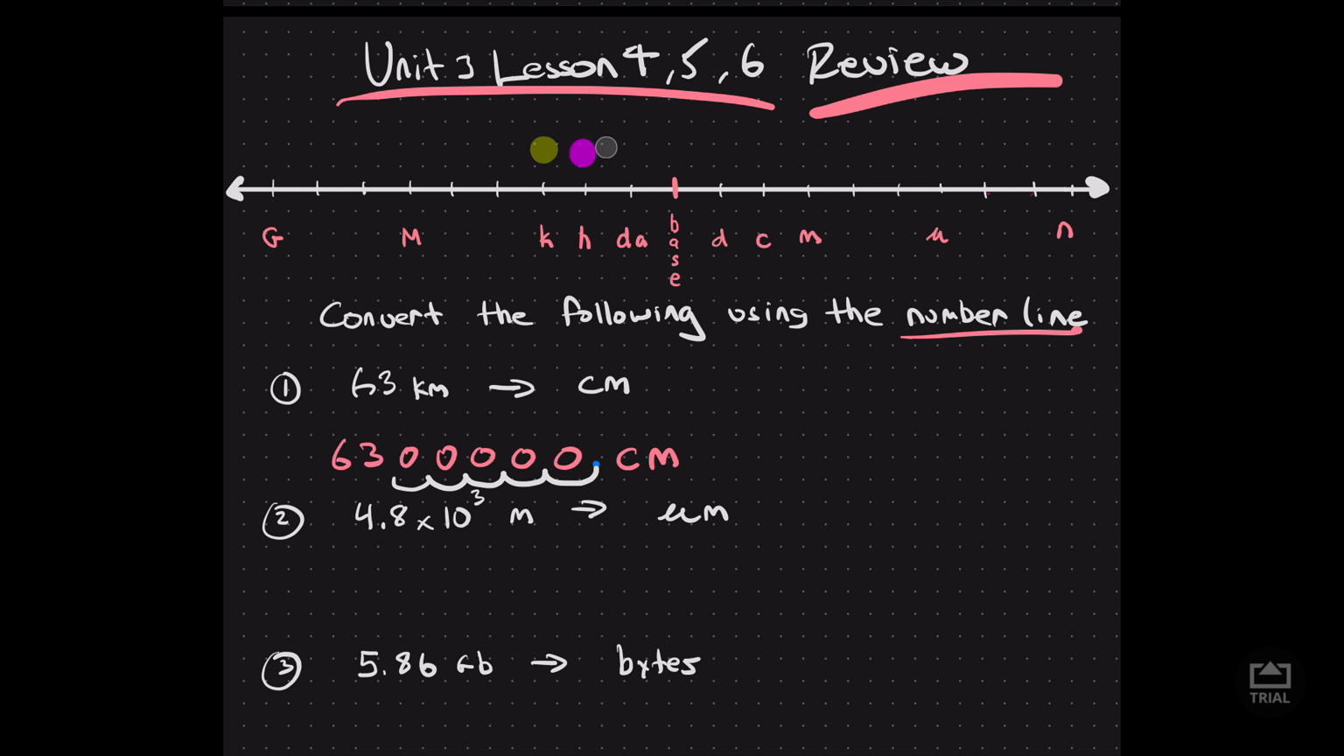Okay, the next one we're dealing with starting units of meters, and we're going to micrometers. And notice that the number is given to us in scientific notation, but we can still just take that number, which was 4.8, and again we need to take a look at the number line and see where we're starting and where we're ending up. So we're starting at the meter, which is the base, and we're going to micrometers. And how many jumps is that going to be? Well, 1, 2, 3, 4, 5, 6 jumps.